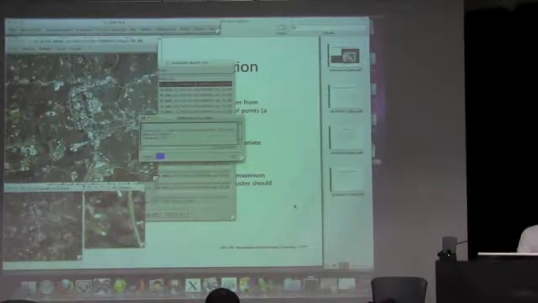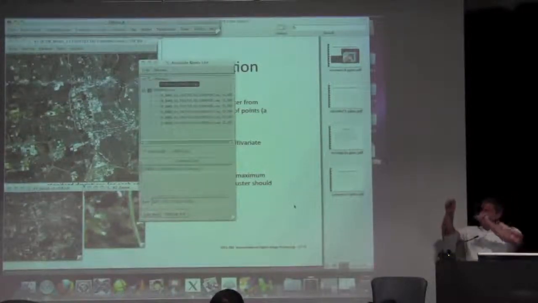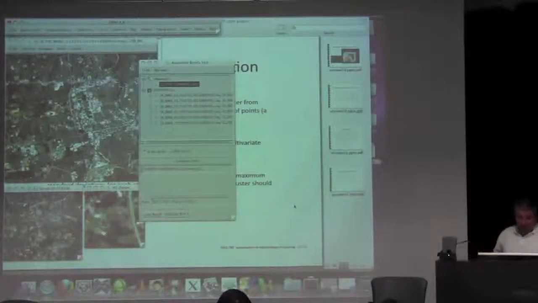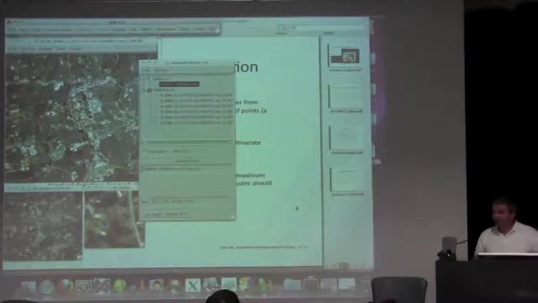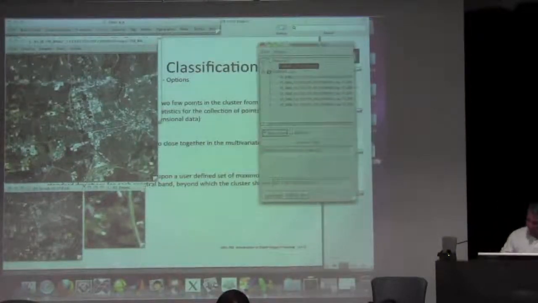1 iteration, 2 iterations, 3 iterations, 4. Are the iterations picking a new set of random start points? No. The means get recomputed each time. Okay. All right, so it went somewhere around 10 maybe. I don't think it went up to 20. All right, and here's our class map. So if we display that.